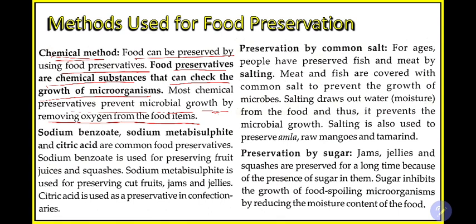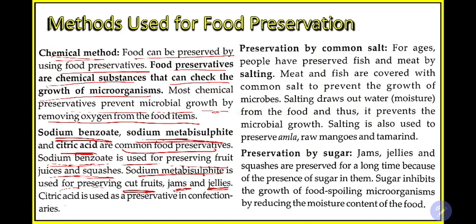Common examples of chemical preservatives used for preservation are sodium benzoate, sodium metabisulfite and citric acid. These are examples of food chemicals which are used for preserving food. Sodium benzoate is used for preserving fruit juices and squashes. Sodium metabisulfite is used for preserving cut fruits, jams and jellies.